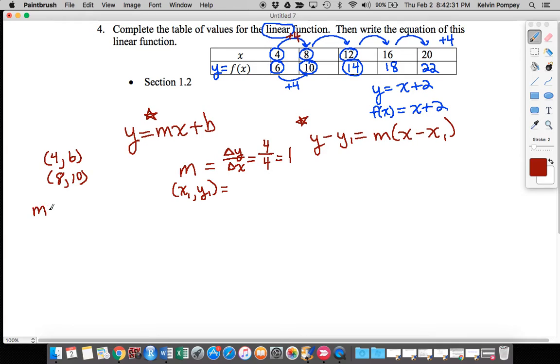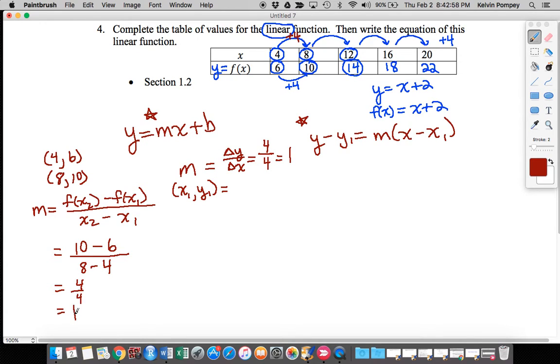And then remember, the formula for your slope is f of x2 minus f of x1 all over x2 minus x1. And so I'll plug those values in, right? This 10 will be my f of x2. That's a y value. The other y value is 6. So I get 10 minus 6 over 8 minus 4. That's that 4 over 4 again, which is the 1. All right, so I know that my slope is 1, as I have here.